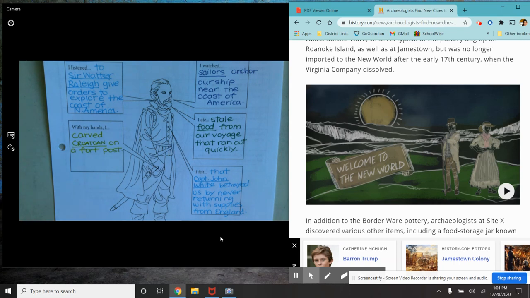All right, so we get the idea of the purpose of Roanoke and the meaning behind it and the history and the hypotheses of it. In our next lessons, we'll talk about Jamestown and Plymouth.